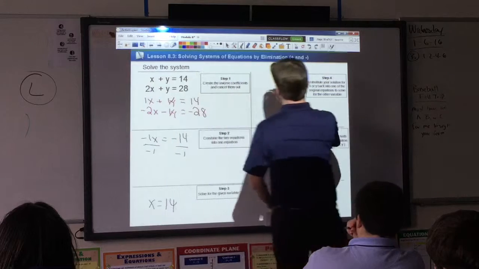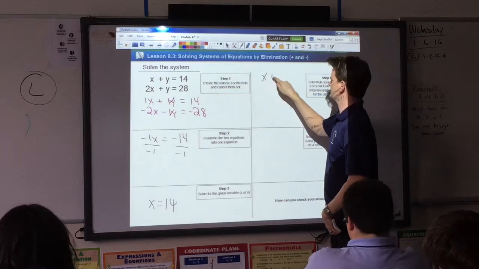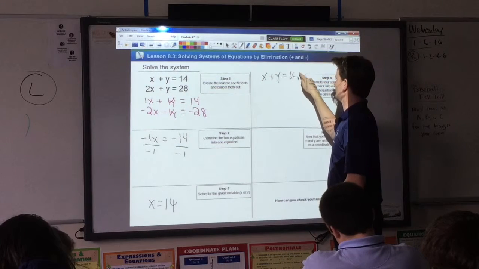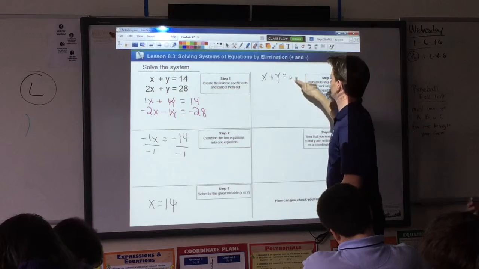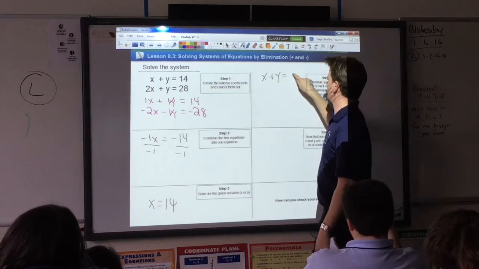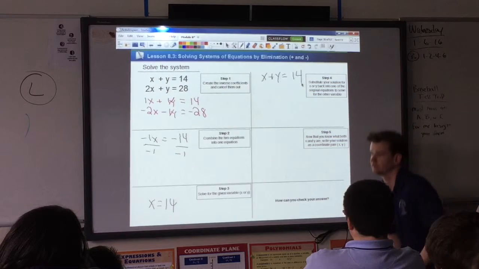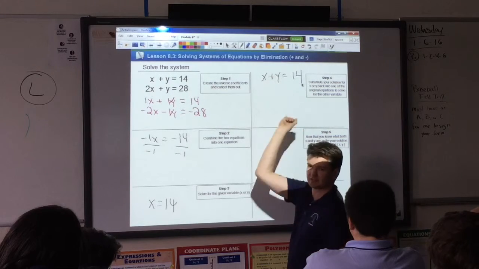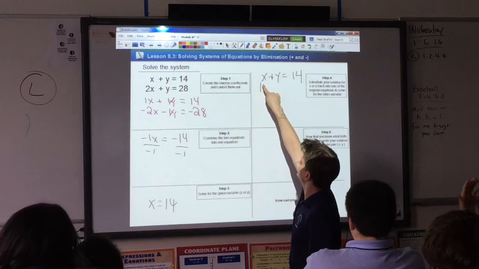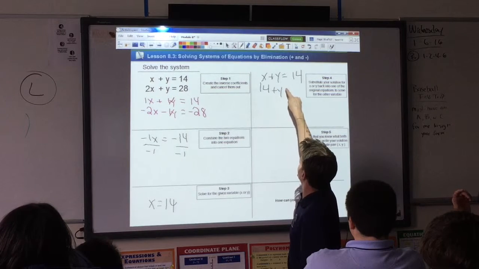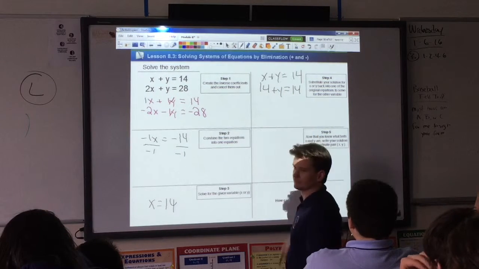All right, so we're going to write the top equation. X plus Y equals 14. Oh, but this looks normal. X plus Y equals 14. What did we just find? That X equals 14. So let's write that in. We take the X. It's gone. We substituted the 14. 14 plus Y equals 14.